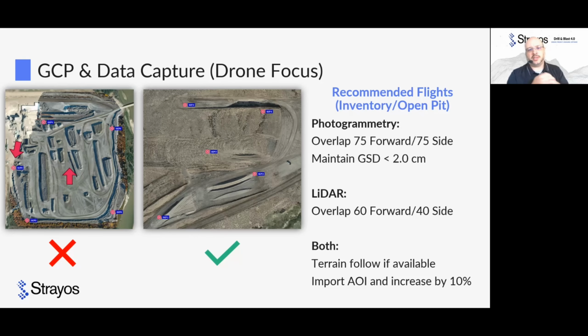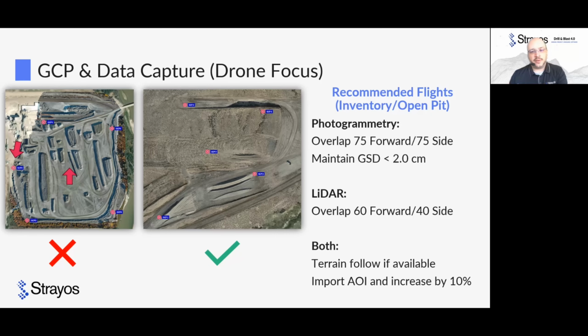I put some recommended flights on here. Some of these are probably on a higher level of safety, but they should be bulletproof. That's why I put them in there. For photogrammetry, use overlap and side lap of about 75, and try to maintain a GSD of about 2 centimeters if possible. LiDAR is a little bit different on its overlap if you're utilizing that on a UAV. About 60 forward and 40 side does pretty well.